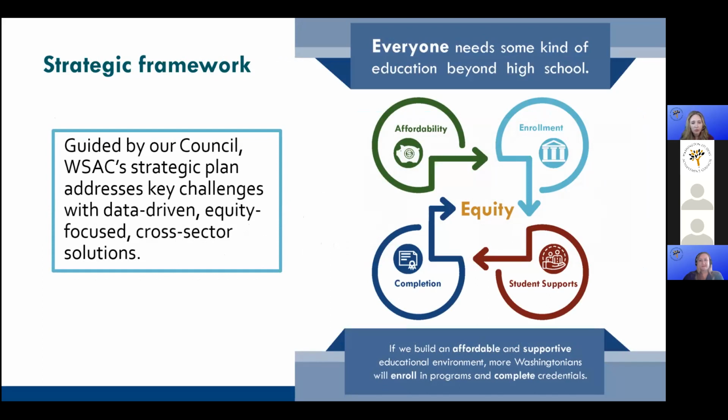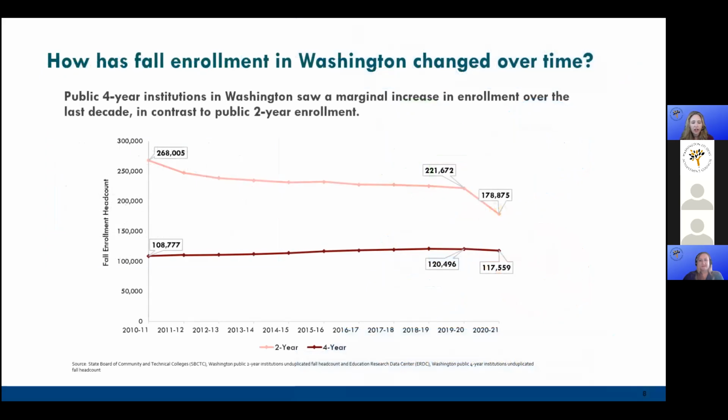But we can't do it just with affordability. We also have to have a supportive educational environment so Washingtonians can enroll and complete their credentials. And I just want to talk for a minute about what we see with enrollment right now. It's a little too early to see who's receiving state financial assistance in year 2021. We will get that with our unit record report, but this is probably trends that you're seeing on your campus very closely.